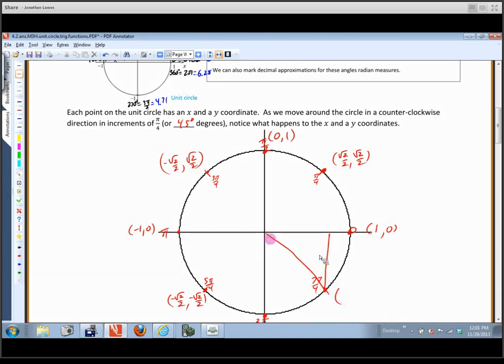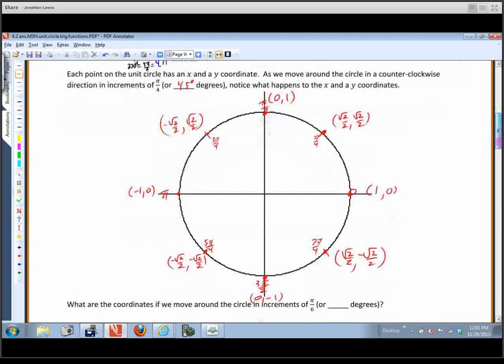So I went to the right radical 2. It's symmetric with this one right here. They have the same x-coordinates, so that's going to be radical 2 over 2. But instead of going up radical 2 over 2, I went down, so that's going to be negative radical 2 over 2. So that's what I've got right there. Okay, so we've gone through and we've marked each one of these points in 45-degree increments, or in pi-fourths radians, and we've got all 8 of those points around the unit circle.